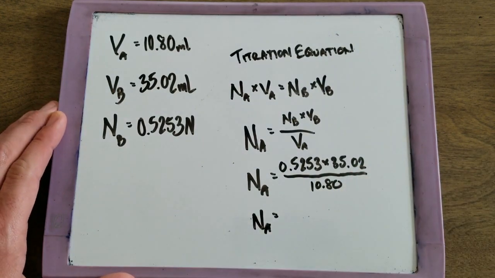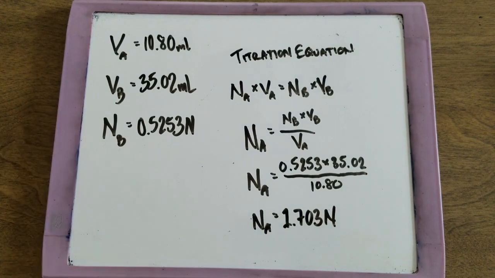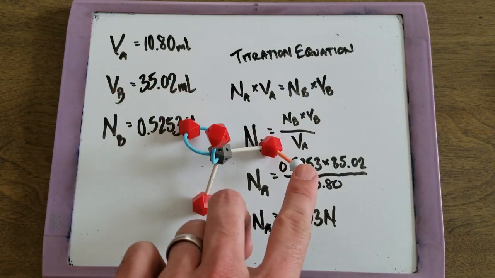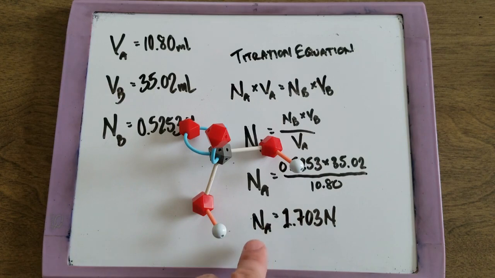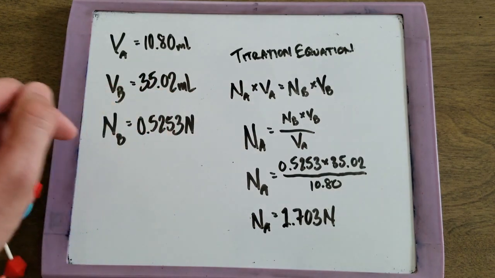And we get that for our normality of the acid, it would be 1.703 normal. Now this is not our final answer because the normality of this acid, sulfuric acid, is not the same as its molarity since it has 2 hydrogens. Normality and molarity are the same only if an acid has only 1 hydrogen to lose. And so this needs to be divided by 2 to get the molarity of the acid.